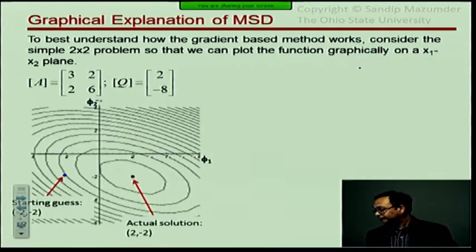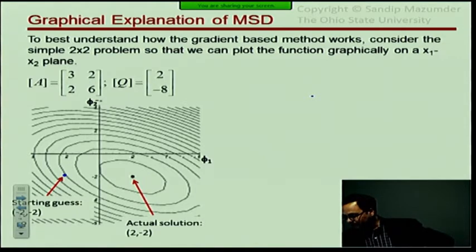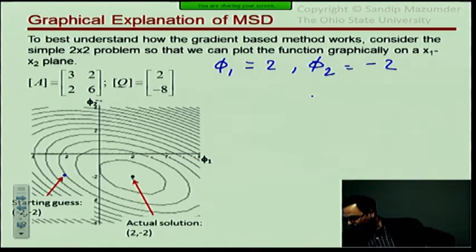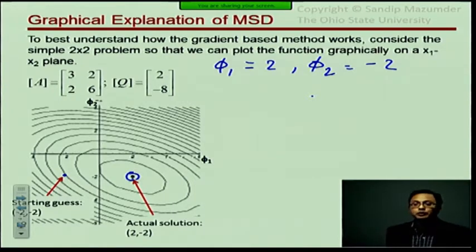If I actually plot the f function that comes out of this, this is what it looks like. I already showed you in the other plot. This is the solution right here. So the answer to this system is phi1 is equal to 2 and phi2 is equal to minus 2. That's the solution to that system of equations. That's where we want to arrive, starting from this initial guess of minus 2, minus 2.